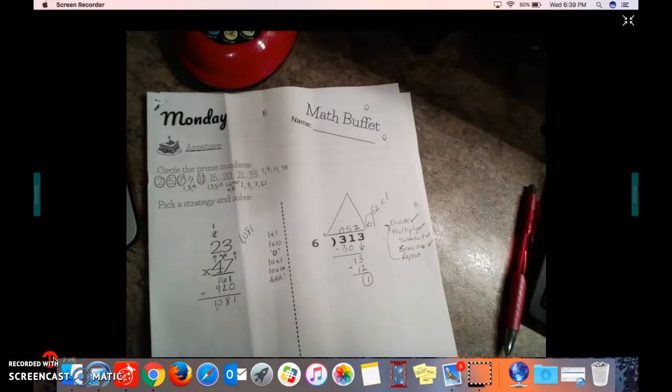Okay? You will have problems similar to this tomorrow on your Math Buffet Appetizer. For now, you're going to move on to the next video listed in this assignment, and it will go over lines, line segments, and rays.